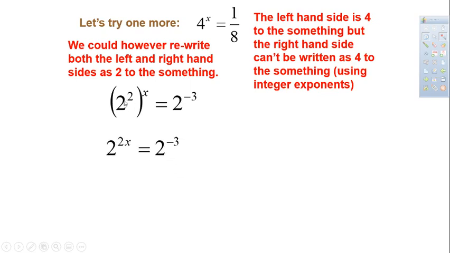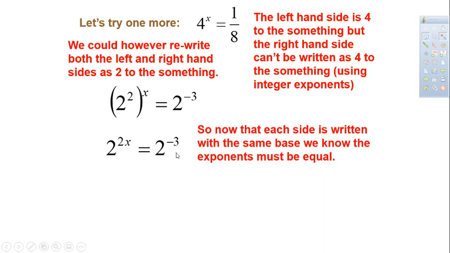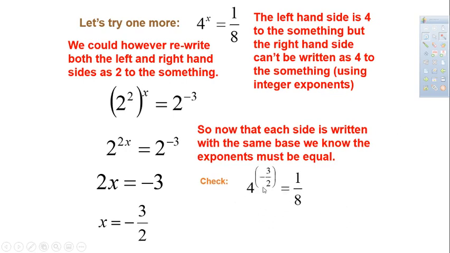Set the exponents equal to each other. We're not canceling, by the way. We're simply setting the exponents equal to each other, and we're solving. And then, of course, we can always plug them in to see if they work. 4 to the negative 3 over 2. If you plug that into your calculator, you'll get the same answer on both sides, 1 over 8.